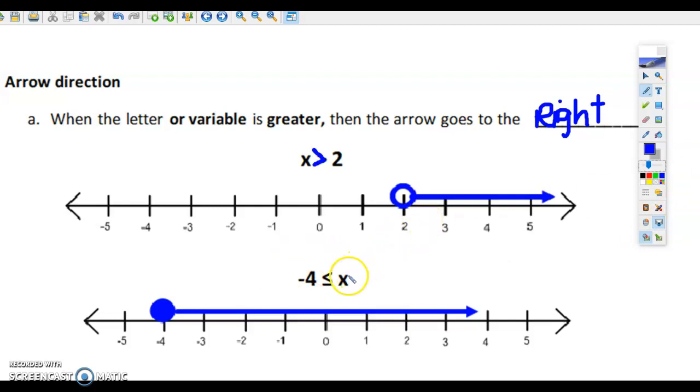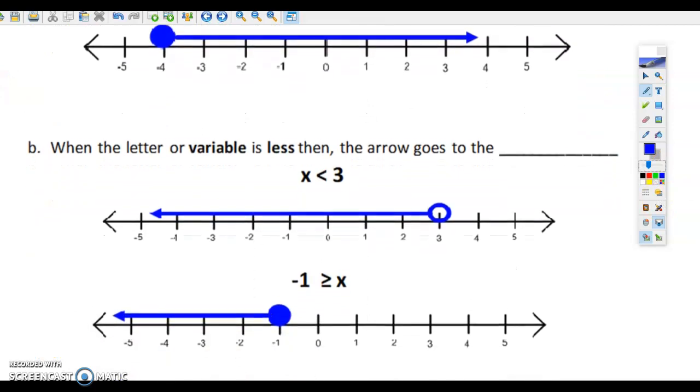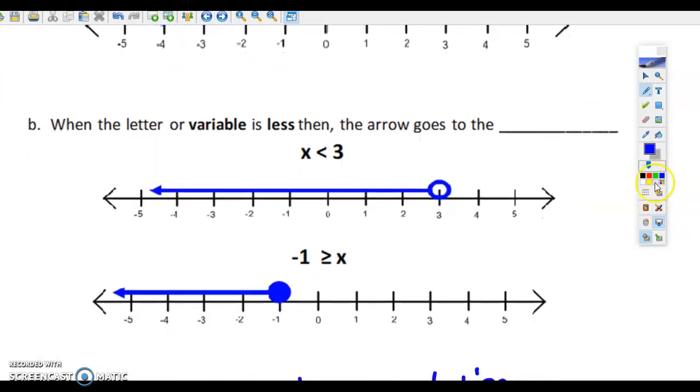Don't get in the habit of switching your x over here just because you don't like it over here, because this year we're going to solve inequalities, so you might want to leave it on the side it starts with. Okay, when the letter or variable is less than, the arrow goes to the numbers that are less on the number line, which is always to the left. No matter where you're at on the number line, all the numbers to the left are getting smaller.